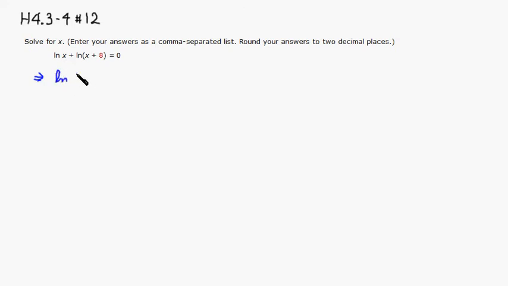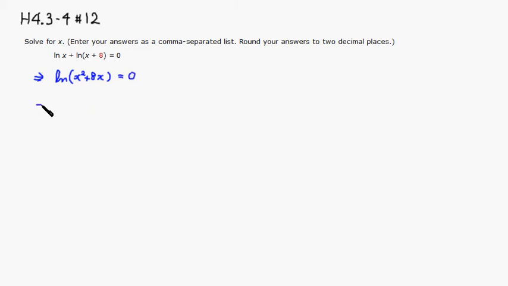So you have the natural log of, I'm going to go ahead and multiply them together, so x times x is x squared, plus x times 8 would be 8x, is equal to 0.